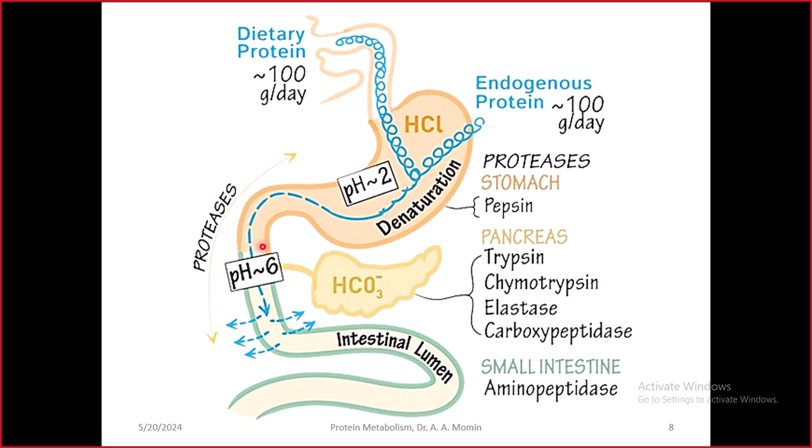Then they travel to the small intestine, where the pH is a little higher than in the stomach, and the enzymes secreted by the pancreas are poured into the small intestine. The enzymes include trypsin, chymotrypsin, elastase, carboxypeptidase. These proteolytic enzymes act on the protein and convert them to small peptides or separated amino acids. These further travel through the intestinal lumen, and via the intestinal cells, they are absorbed by active transport.